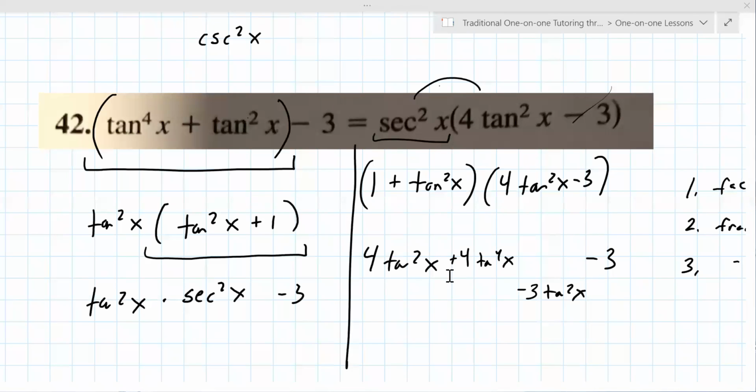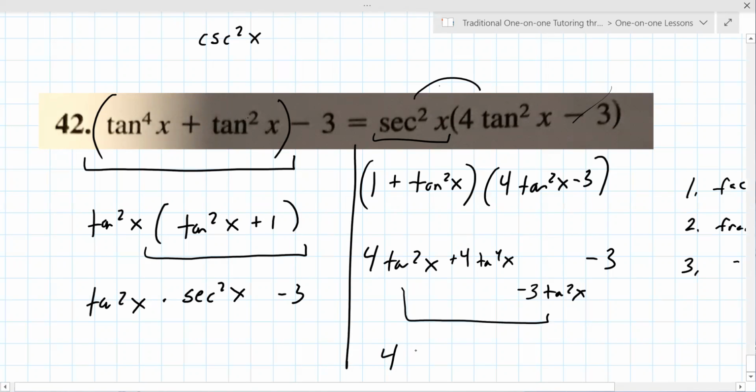Yeah, I see it. So we've got these two combine. So that gives you 4 tangent to the 4th x plus tangent squared x minus 3. I wonder if there's a typo. I mean, that is the solution here. You do this, then you FOIL. But it seems like there should be a 4. Let me look at that.